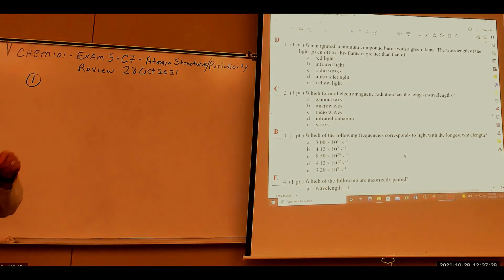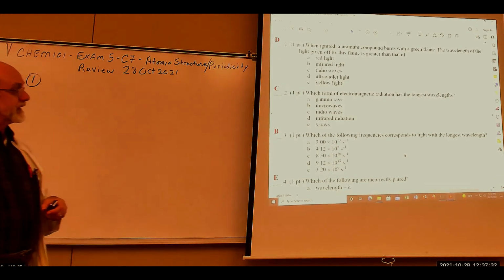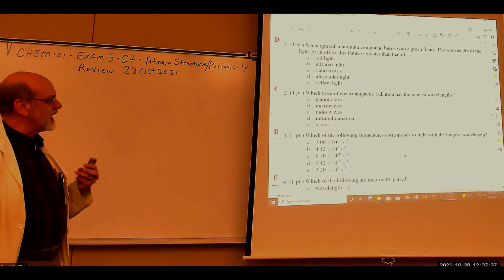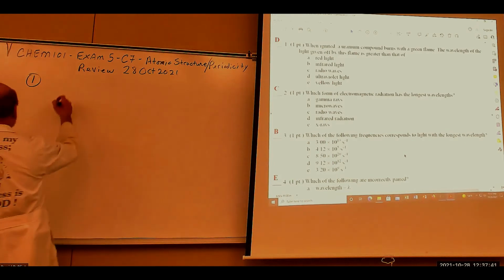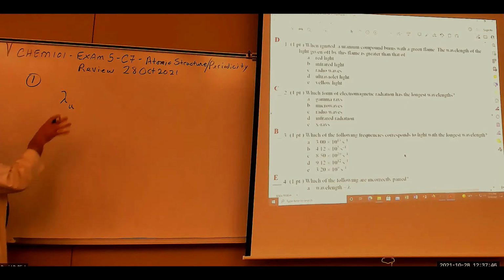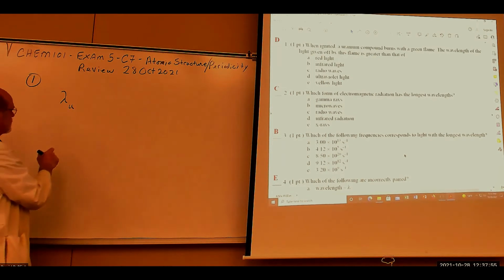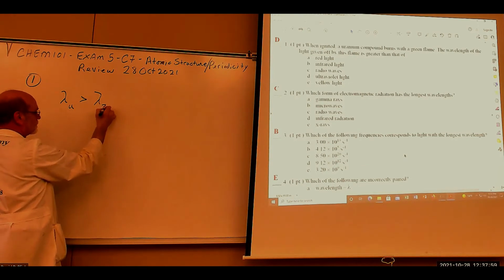When ignited, uranium compounds burn with a green flame. The wavelength of the light given off by this flame is greater than that of... So it says the wavelength of this uranium compound. They want to know, which one is it greater than of those selections? So we want to know that one's greater than which one.